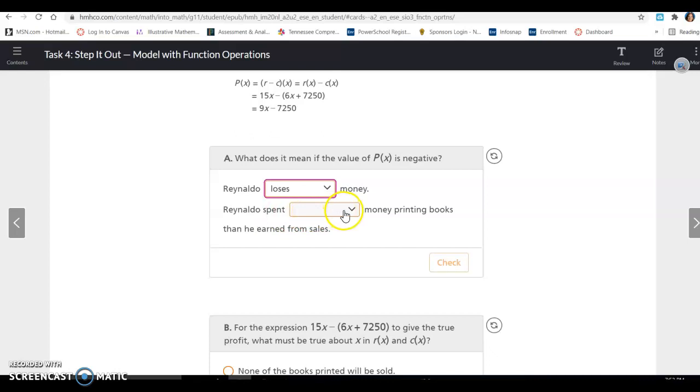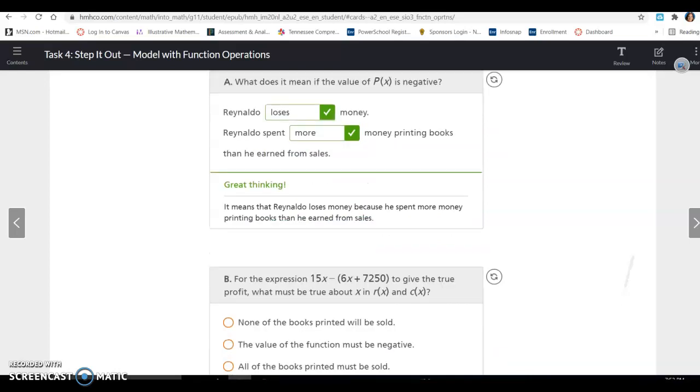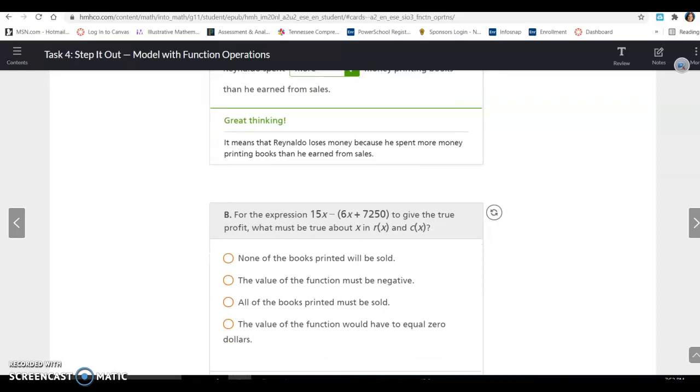Renardo spent blank money printing. It means he spent more money printing the books than he earned from the sales. So that's if it is negative. Okay, so it says for the expression 15x minus 6x plus 7,250 to give the true profit, what must be true about x in R of x and C of x?